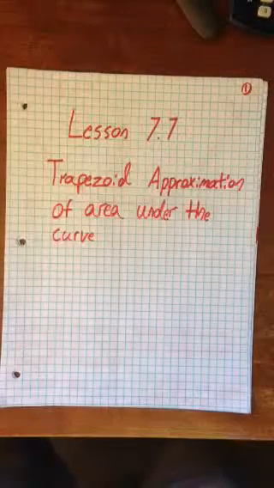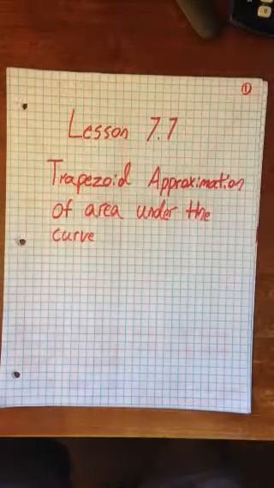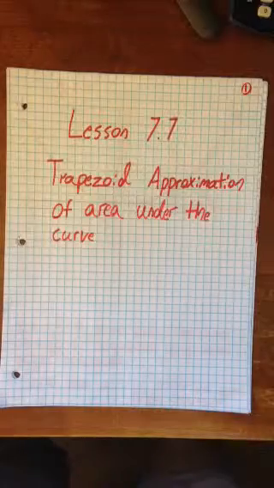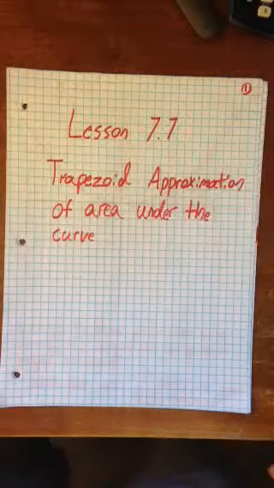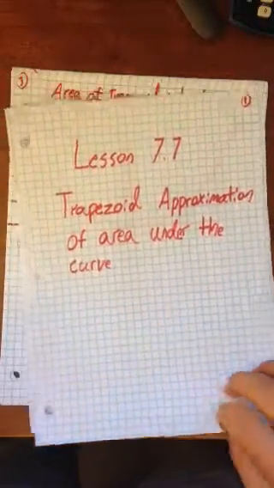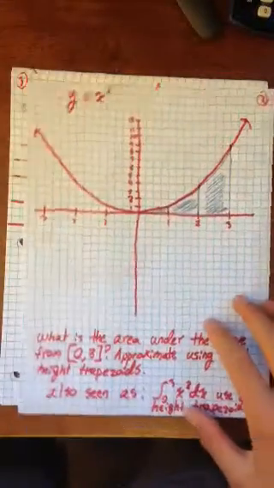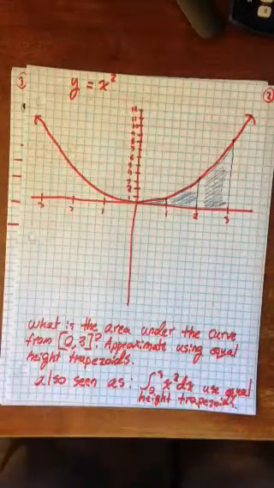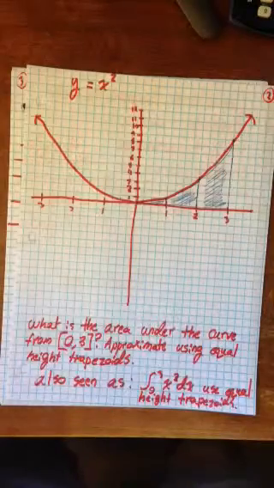Hi, my name is Chad Clay, and today I'm going to be showing you how to do lesson 7.7, trapezoid approximation of area under the curve. And sorry, I have a cough still, so I might be coughing a lot. So, this is the graph of y equals x squared.